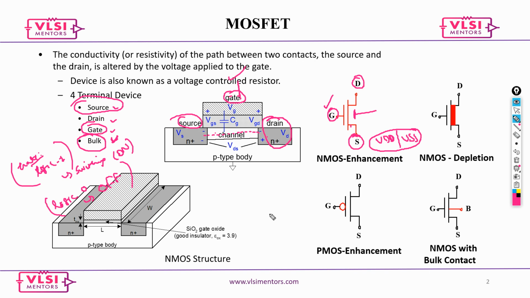As I said, there are different terminals: source, drain, gate, and bulk. Sometimes we don't use the bulk all the time, and three terminals is also okay, but I always suggest you use the bulk also.